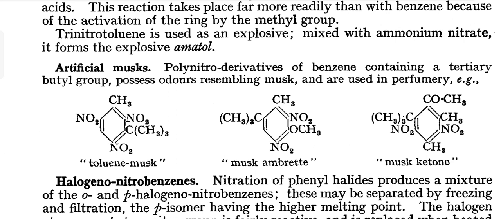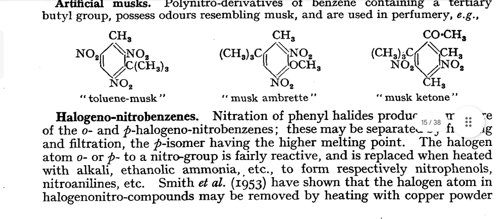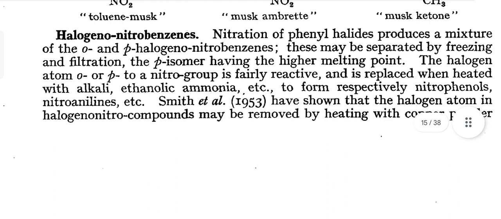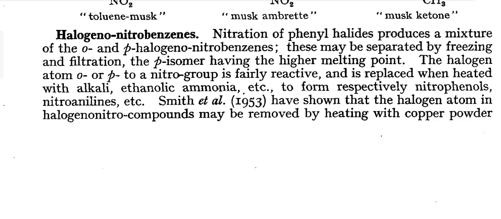Artificial musks. Polynitro derivatives of benzene containing a tertiary butyl group possess an odor resembling musk and are used in perfumery. For example, toluene musk, musk ambrette, and musk ketone. Halogeno-nitrobenzenes. Nitration of phenyl halides produces a mixture of ortho and para halogeno nitrobenzenes. These may be separated by freezing and filtration. The para isomer has the higher melting point. The halogen atom ortho and para to a nitro group is fairly reactive and is replaced when heated with alkali, ethanolic ammonia, etc., to form respectively nitrophenols, nitroanilines, etc.